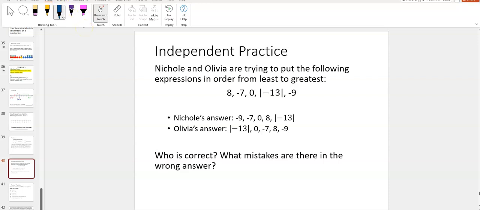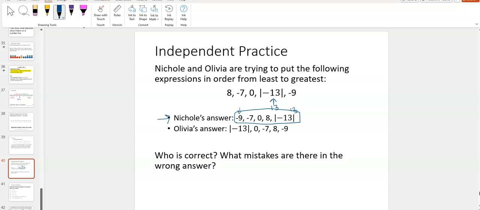All right. Hopefully you had said that Nicole was right, because if we solve the absolute value of negative 13, we get positive 13. And so now we can put them in order from small to big, small being the largest negative number, negative 9, farther left on the number line, and working our way right on the number line with the absolute value of negative 13 being positive 13.